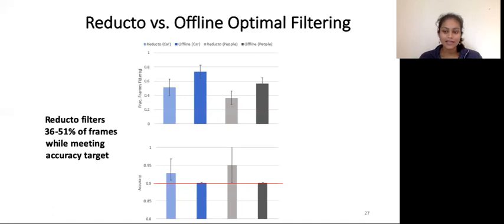You'll see that Reducto's accuracy is higher than the optimal, and this is because Reducto conservatively chooses the threshold to overshoot accuracy, while the offline optimal perfectly hovers around the target due to knowing the ground truth.